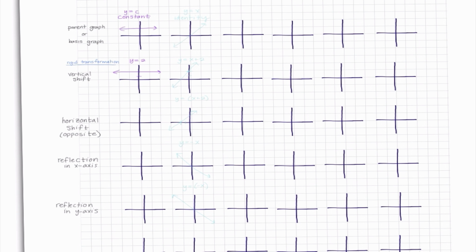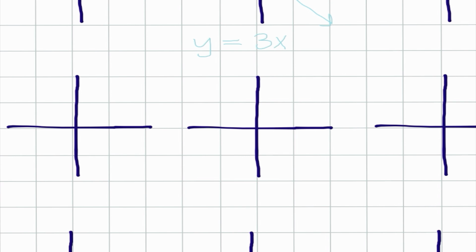So I zoomed out here just so we could get a general idea. I know it's kind of tough to see, but here is our identity, here's our constant. And these are the 4 rigid transformations that we're going to be dealing with. So now we're going to transition into the non-rigid transformations.